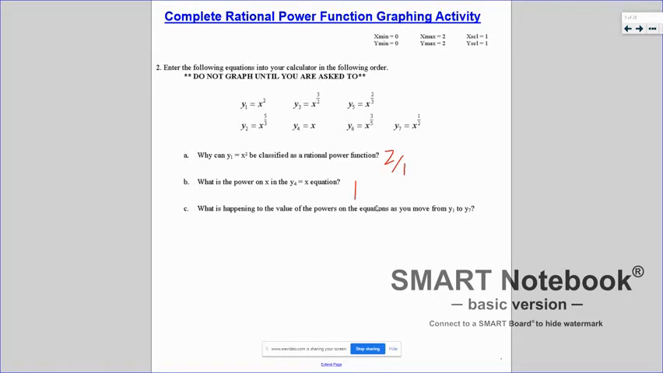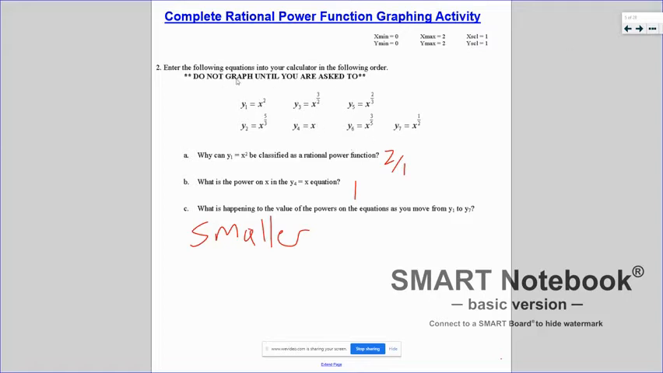And what's happened to the value of the powers as I move from y sub 1 to y sub 7? Well, it's 2, 5/3, 3/2, 1, 2/3, 3/5, 1/2. So those values are getting smaller. So we end up with a smaller exponent as we go. Numbers bigger than 1 over here, numbers less than 1 over here, and of course y sub 4 we said is going to be equal to x with an exponent of 1.